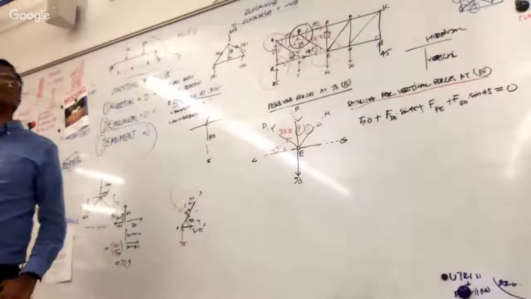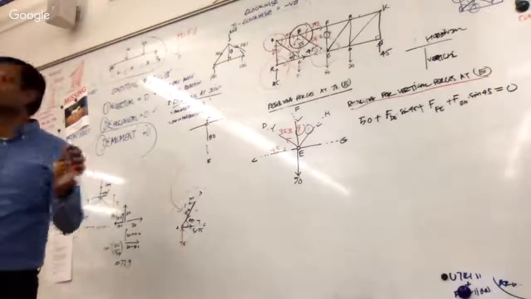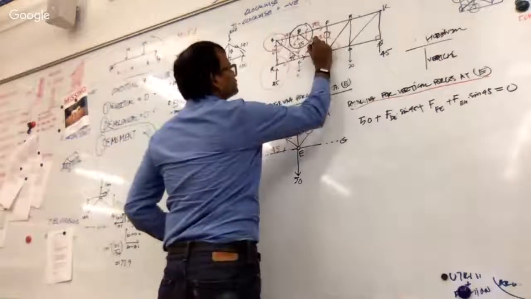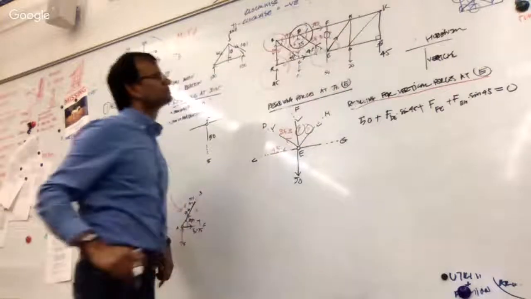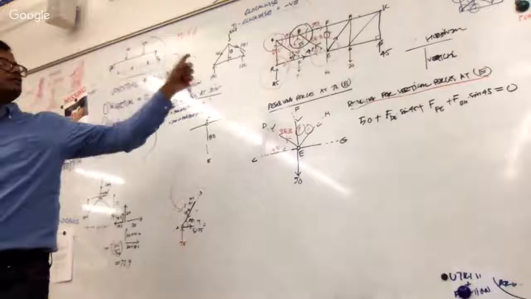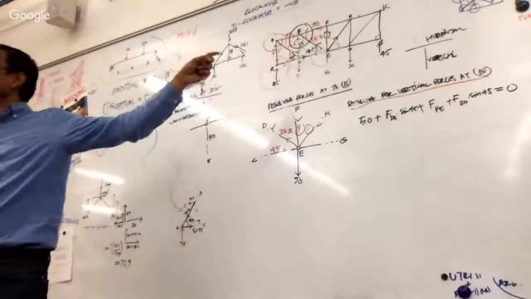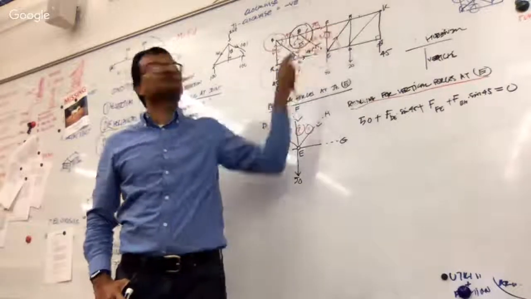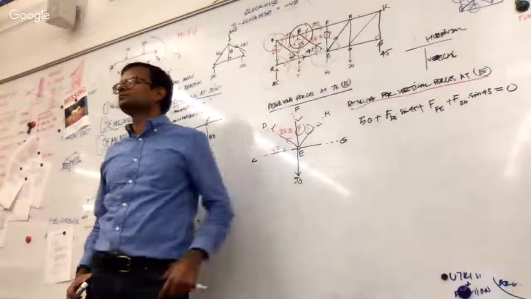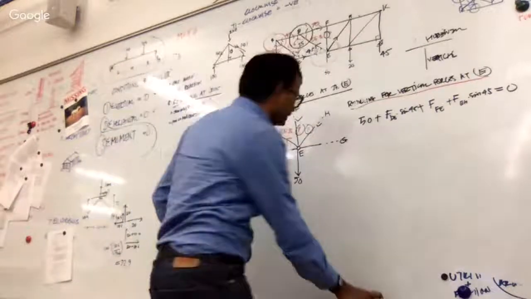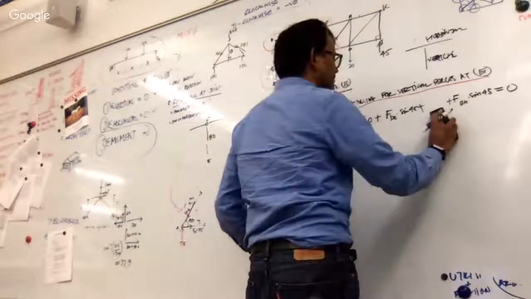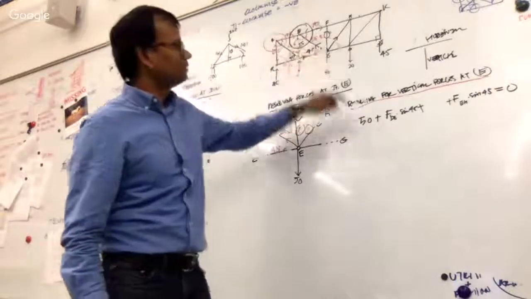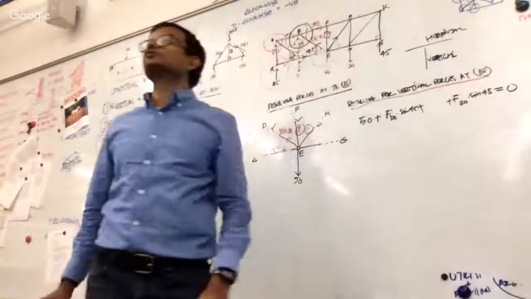So where's the 50 coming from? In other words, what is pulling it back up is your question. ED and these guys are pulling it back up, because the vertical component of 35.3 is how much? 25. And how much is the vertical component of EH? Because it's a symmetrical truss, it's 25. So basically, FE doesn't even come. So 50 plus FDE plus FEH equals 0.